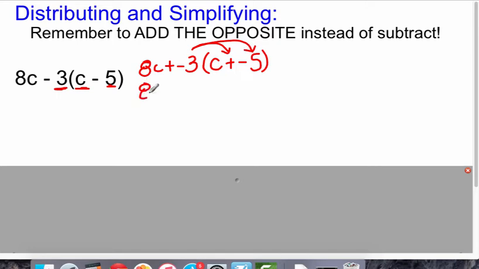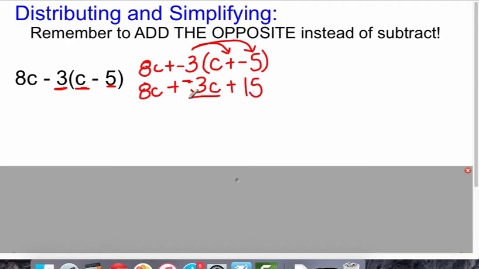And so after I distribute, I'm still going to have 8c because that's not part of my multiplication. -3 times c gives me -3c. And try not to write your negatives really little because you'll probably forget they're there. And then -3 times -5 gives me a positive 15.